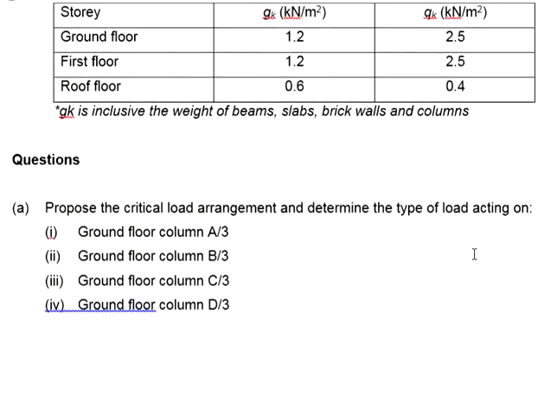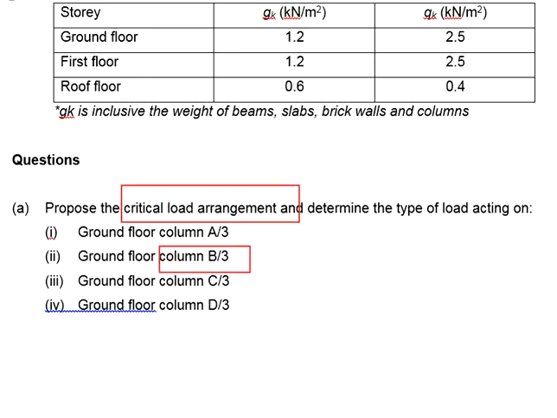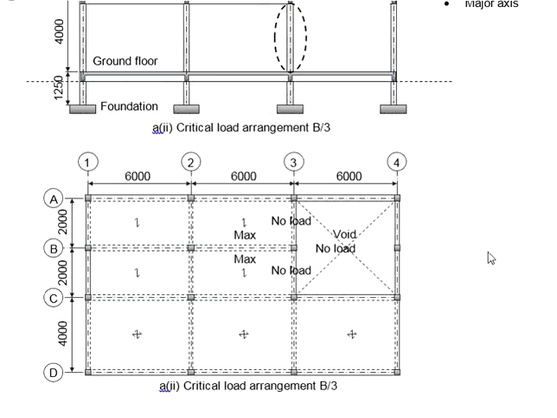Next, you need to determine the critical load arrangement for column B3. This is column B3. Surrounding the columns, these are the regions. We have two one-way slabs and a void. The void here is without any load. Since these two slabs are one-way slab, you will not expect any loads here.